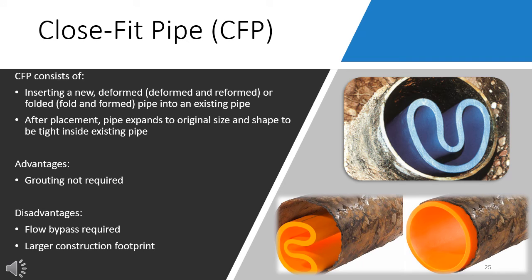Now, not only that, but this method can be used up to 30 and 60-inch diameter pipe with a maximum renewal length being of about 2,500 feet. Here, existing pipe needs to be circular and have a consistent cross section.